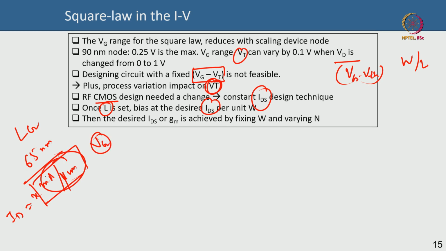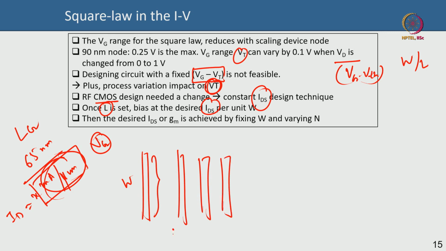Once you get the drain current per unit width, you have to multiply it by the width to get the absolute current. So there are two parameters to play with: one is the gate width and one is the number of gate fingers. The number of gate fingers and the width per unit gate are two very crucial parameters available to a circuit designer to design an RF CMOS based circuit. So you fix the per mm current and then you get to the absolute current, or the absolute gm you need, by playing with W and N. This is very important to understand.